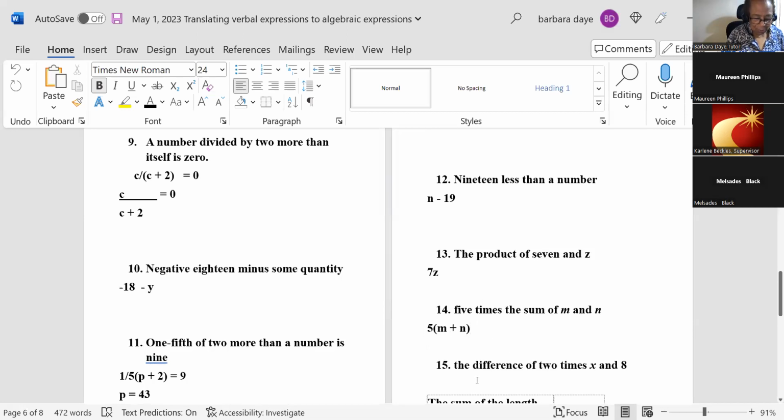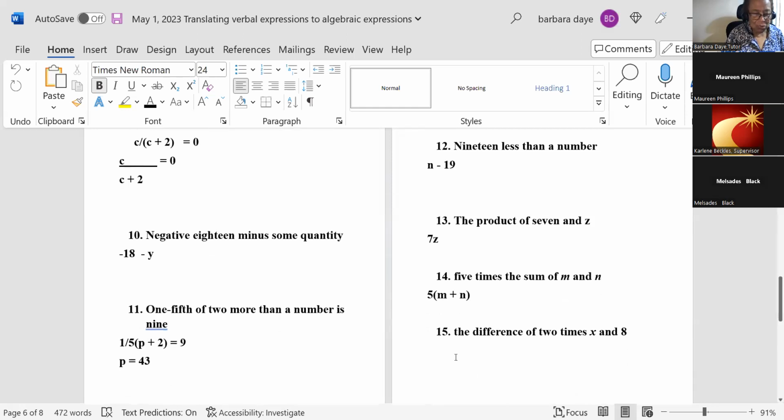And the very last one, Maureen. Difference. That means you're subtracting. The difference of 2 times X and 8. Is that a divide, right? No, difference is subtraction. Oh, minus or subtract. A minus sign. The difference of 2 times X and 8. So what should I write?